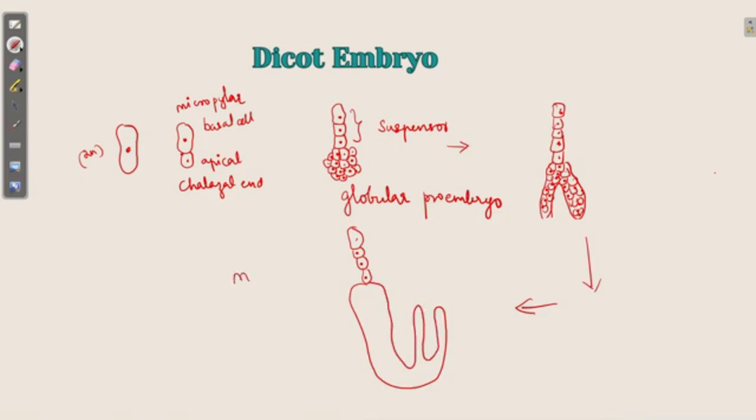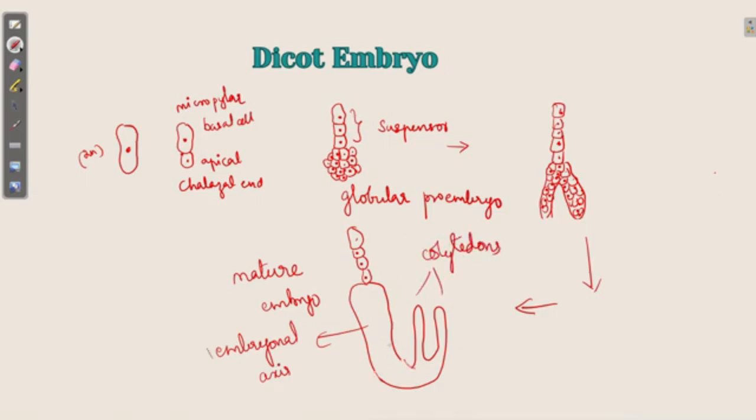So this is a mature embryo, mature dicot embryo. This region is the embryonal axis, and these both are the cotyledons. So since they have two cotyledons, it is recognized as dicot embryo.